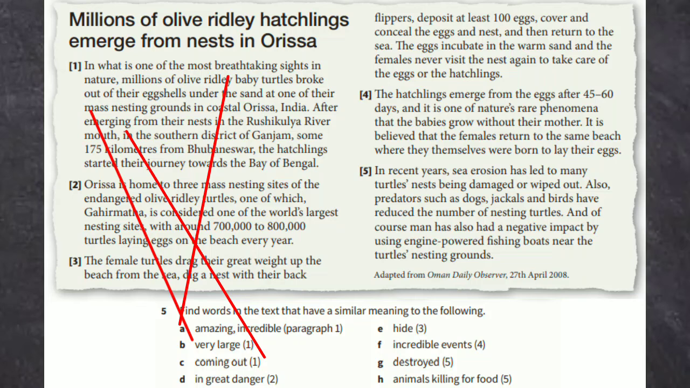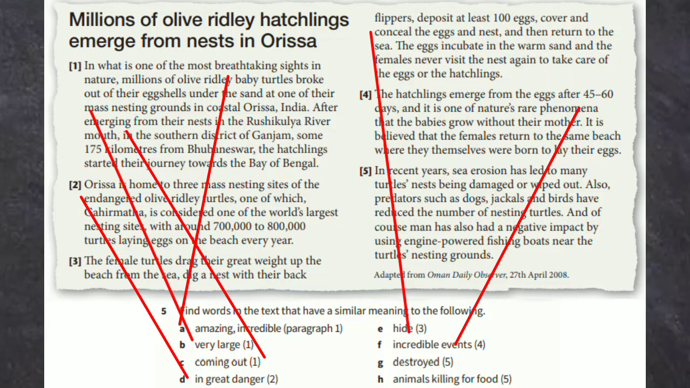In great danger is the synonym of endangered. Hide is the synonym of conceal. Incredible events is the synonym of phenomena. Destroyed is the synonym of damaged or wiped out. And the last one, animals killing for food, it is predators.